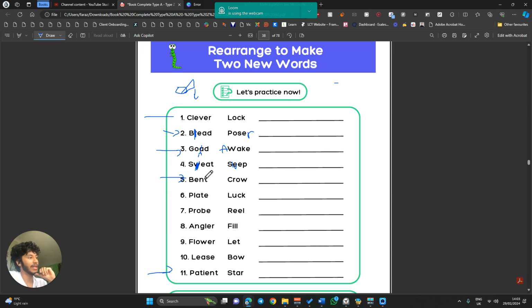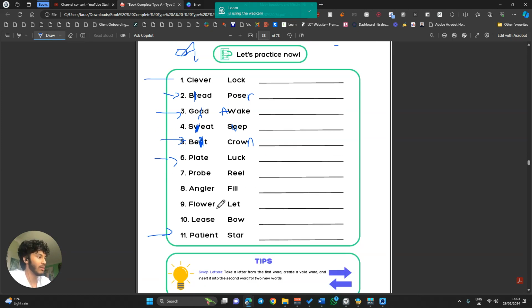Okay, Ben wouldn't work, so I've seen a lot of people ask me that, because that's a name, that doesn't count. Bet would work, so if we take the N out, and then we put crown here, so there we go, bet and crown. That's our 2 words. Plate and luck. Alright, late is a word, and pluck.